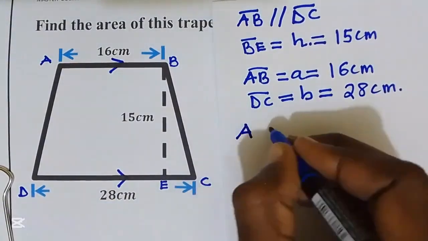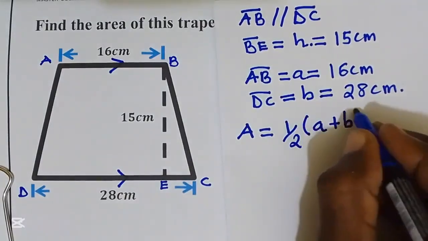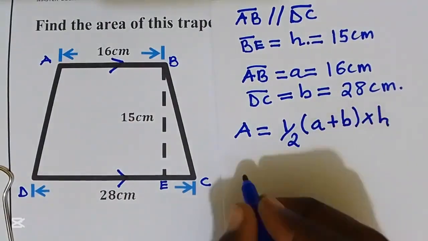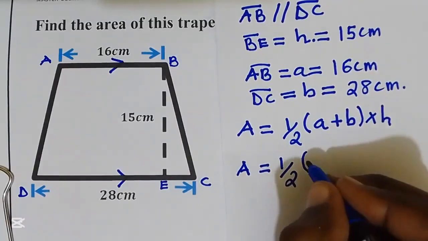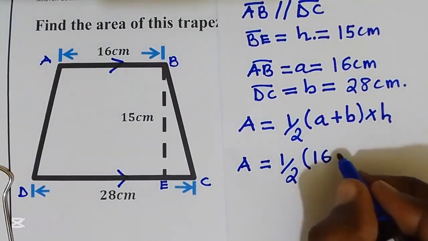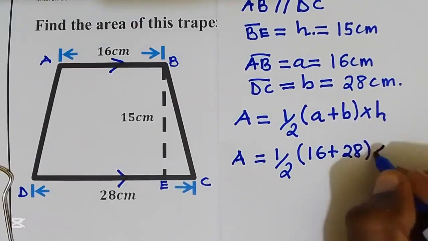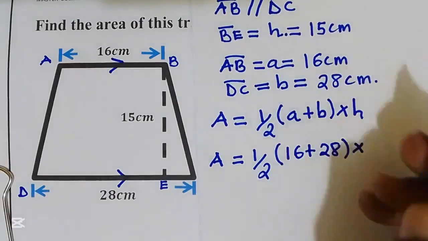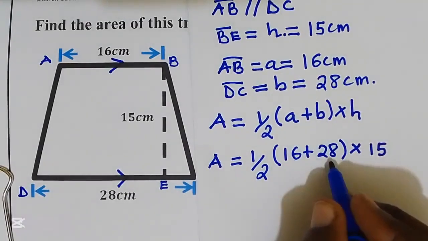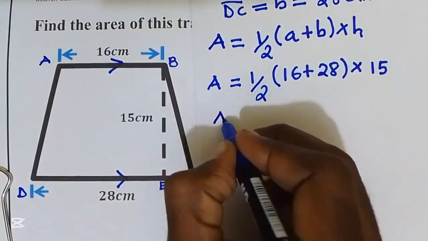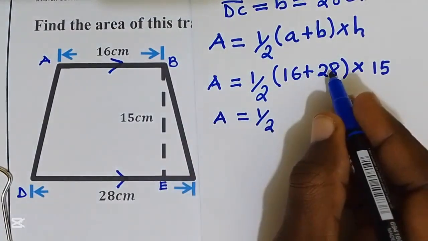Our area is equal to a half in the bracket A plus B multiplied by H. Now our area is equal to a half. A is equal to 16 plus B 28. This multiplied by H, which is equal to 15. Let's first add the numbers in the bracket. Area is equal to a half. 16 plus 28, it is 44.